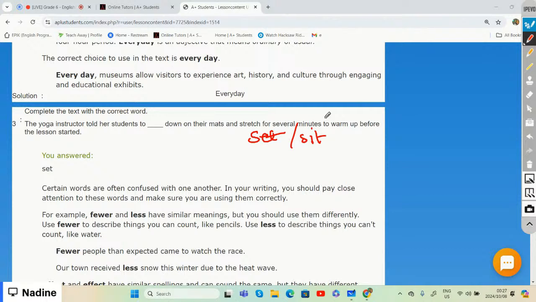And if we were to choose the correct one, then we would say the yoga instructor told us students to sit down. Oh no, sorry, it is to sit down. I am reading my own things here. So the yoga instructor told us students to sit down, S-I-T, sit down on the mat and stretch for several minutes to warm up before the lesson started. So sit down, S-I-T, not set, which is S-E-T.